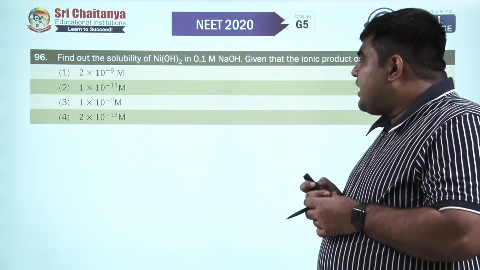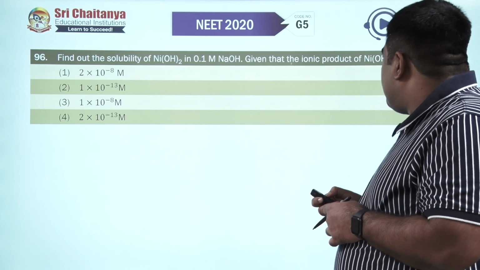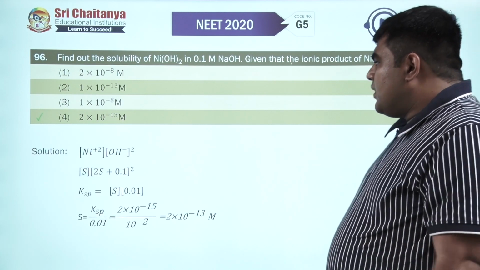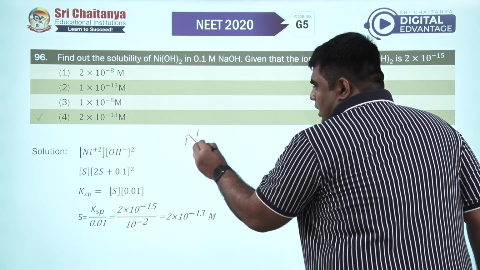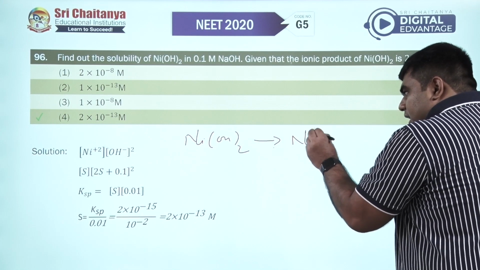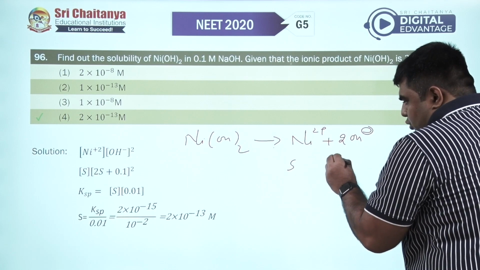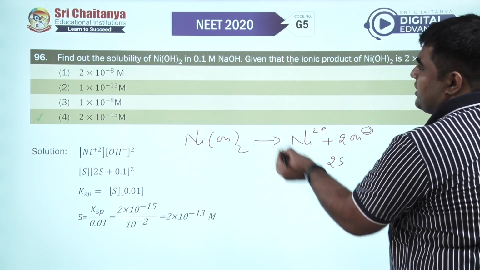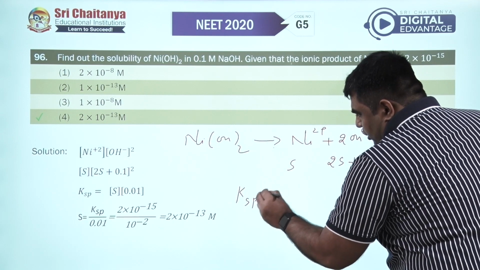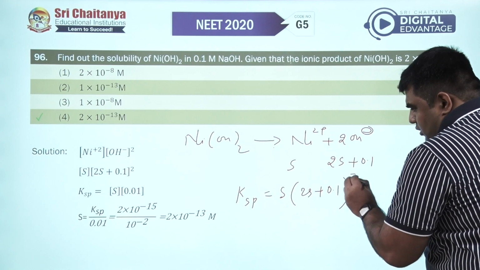Find out the solubility of Ni(OH)2 in 0.1 molar NaOH. Given that the ionic product of Ni(OH)2 is 2 into 10 raised to power minus 15. So we know that we have Ni(OH)2. Now that Ni(OH)2 will be Ni2+ plus 2OH minus. This is S, this is 2S. Now NaOH given to us is 0.1. So Ksp will be S into (2S plus 0.1) squared.